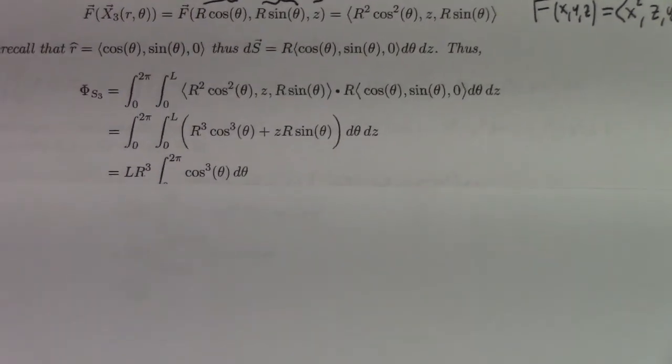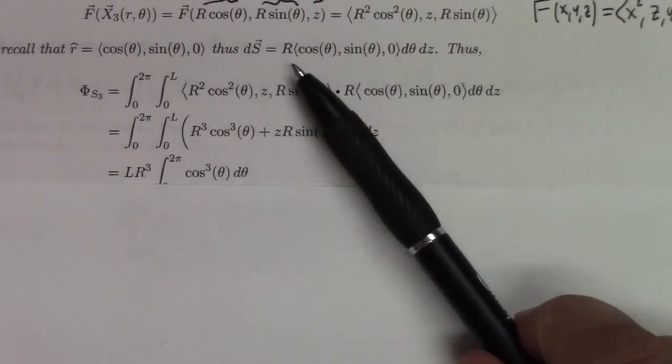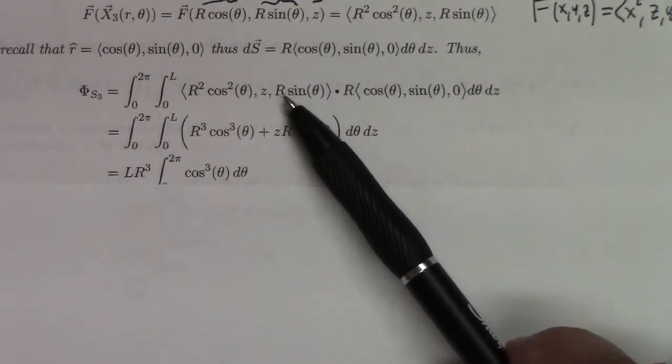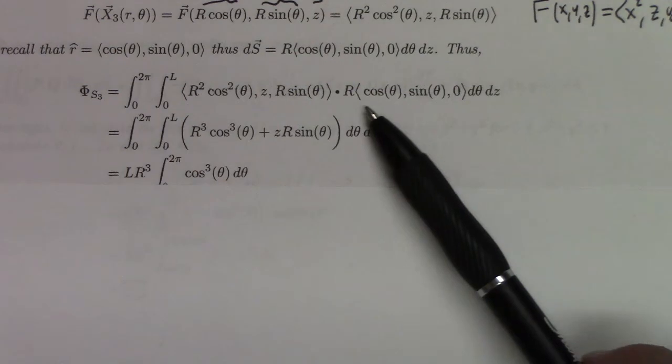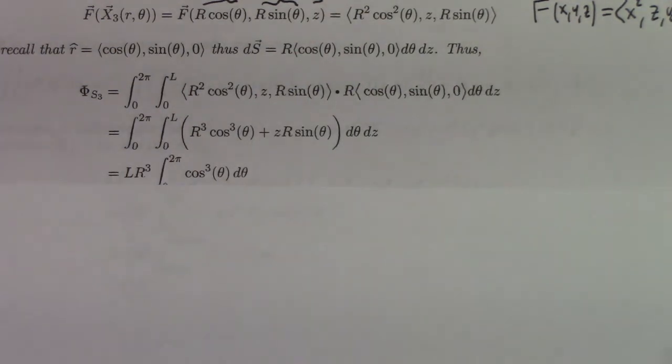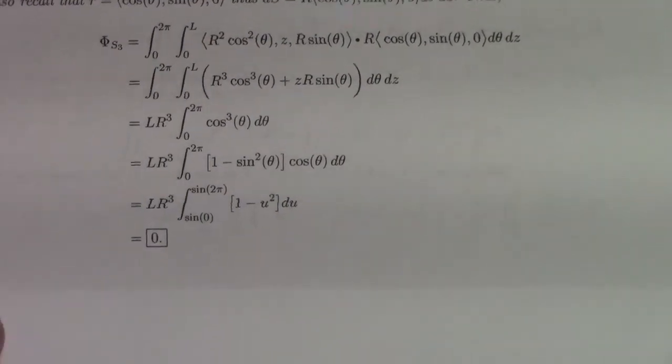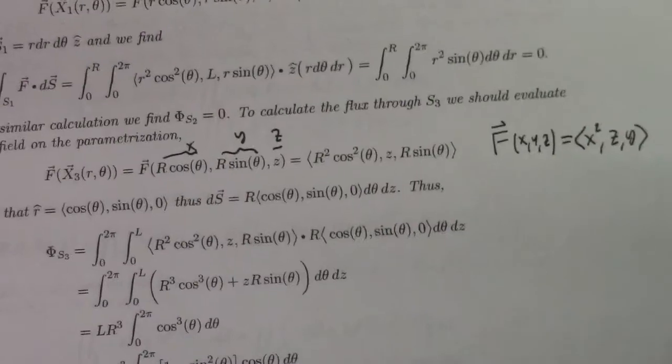And so then the dS is this, and then I take the dot product of F evaluated at the parameterization with the dS vector, and I get this, which ends up giving me an integral of cosine cubed, which works out to 0. After all that, the answer is 0. Oh well.